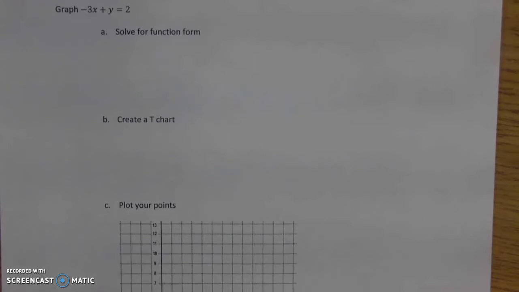Good morning, everyone. Today we are going to look at actually graphing, and this is going to be graphing with a T-chart. And we're going to learn a few different methods. This is the first, and oftentimes the favorite for students.